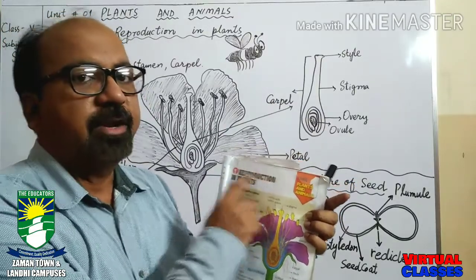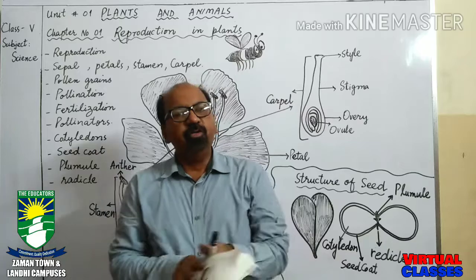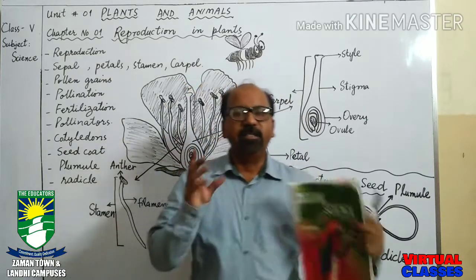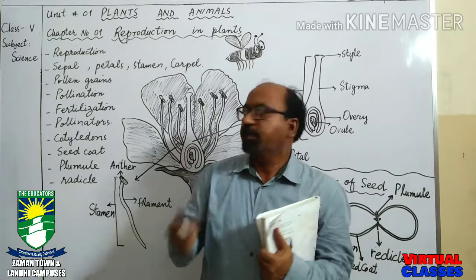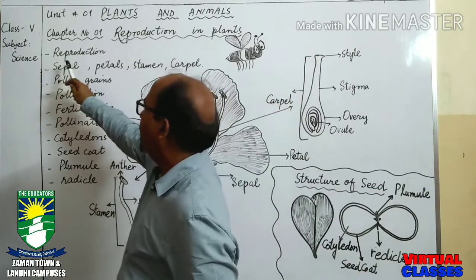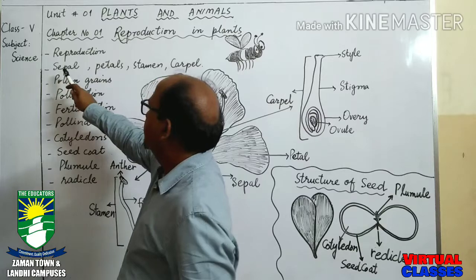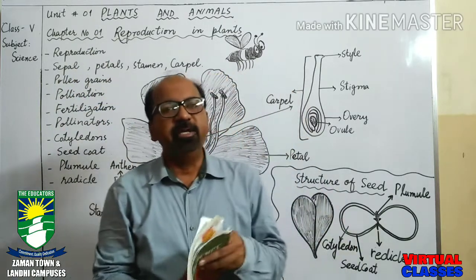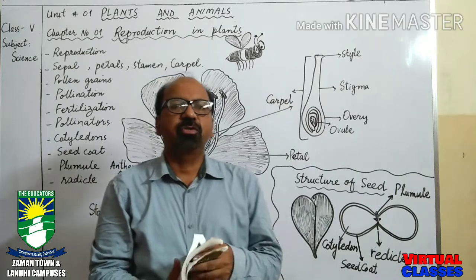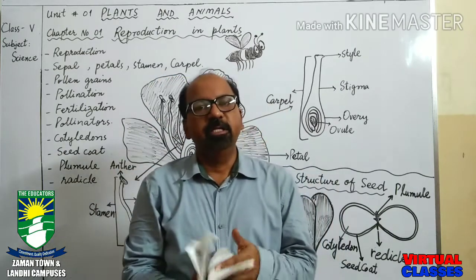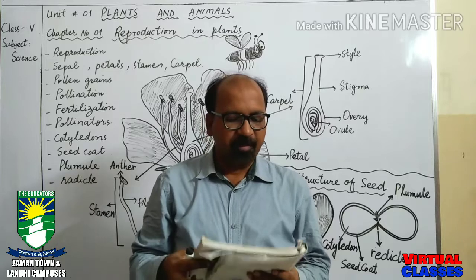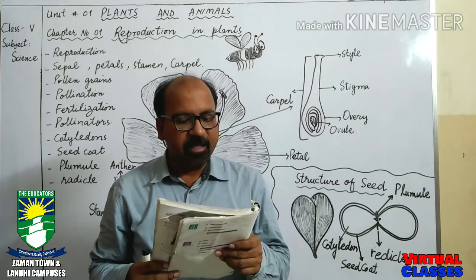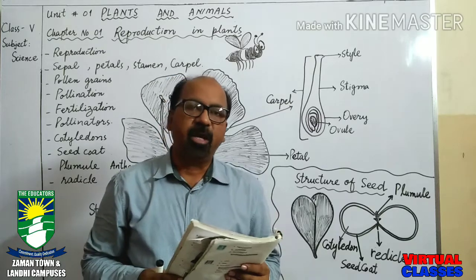the topic is reproduction. When we talk about reproduction, it is necessary to understand what reproduction is. For example, I have written reproduction. What is reproduction? When the living things produce young ones like them, this is called reproduction. In your book, it is written, living things produce young ones like themselves. This is called reproduction.